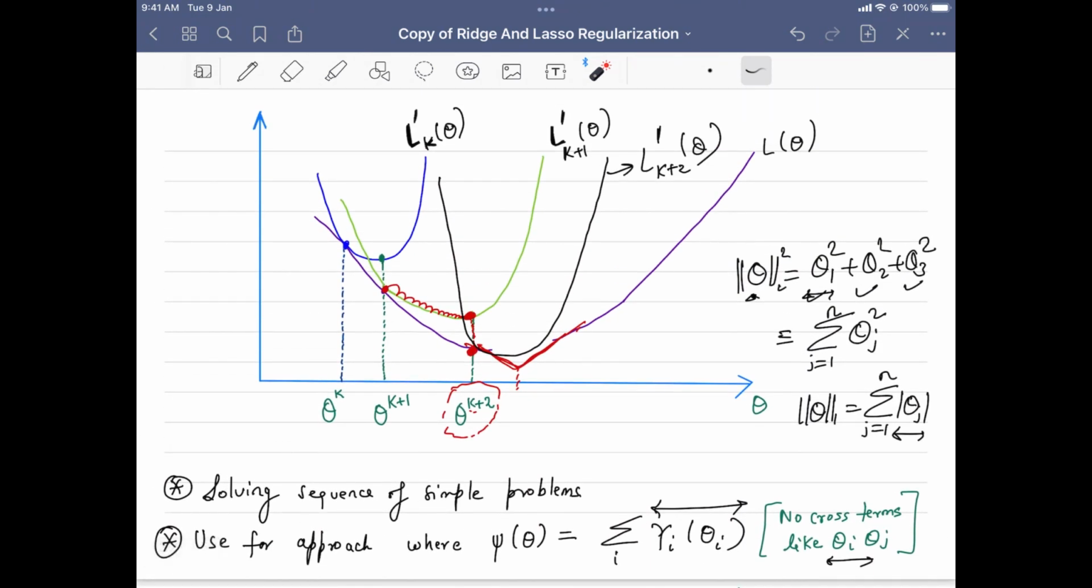As you are going down on each of these convex functions, you are actually making a step towards the minima of the original loss function L theta. Once you are at this point, you again go down. So basically you are moving from here to here. So these units like theta k plus 1, theta k plus 2, you are going down the hill on the original loss function.